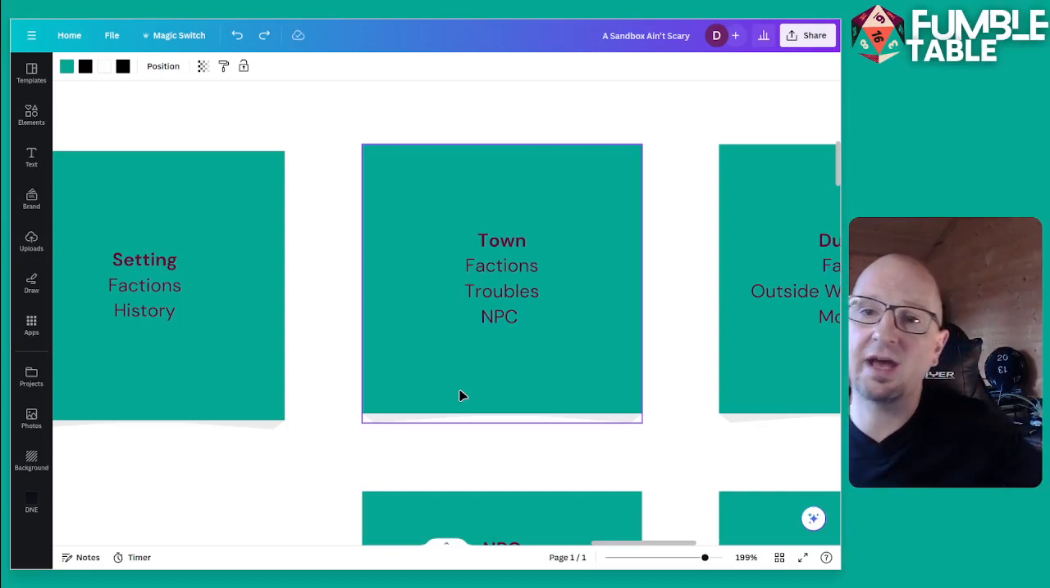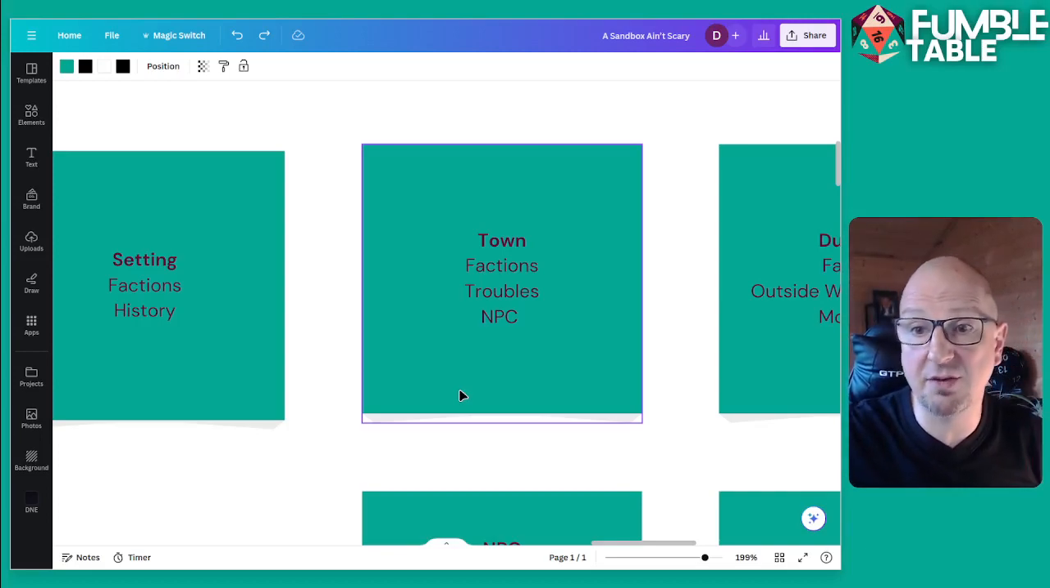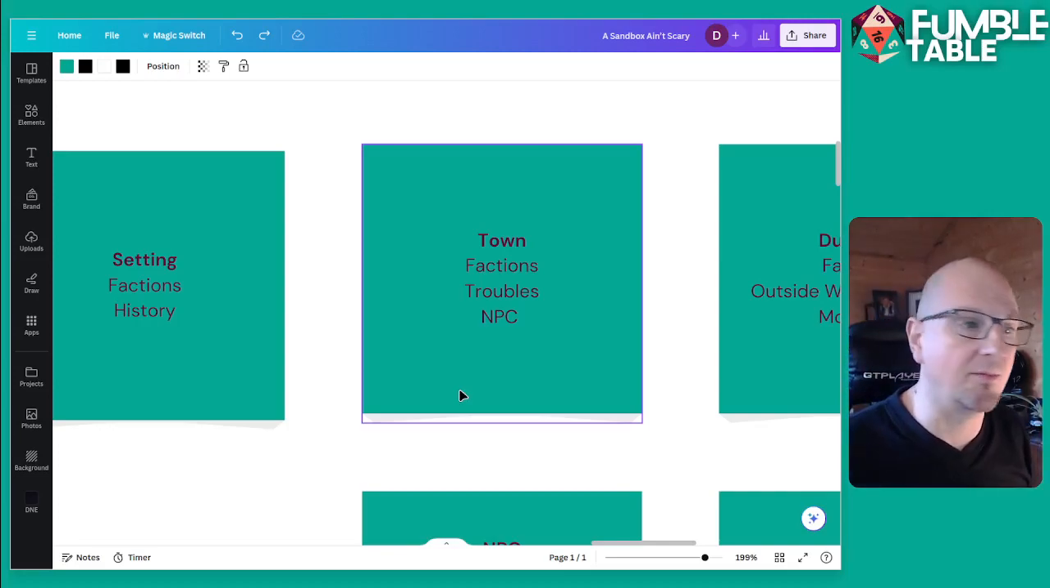This could be the troubles that are happening to the town. So again, sheep are going missing. That's a situation that's happening to the town. Or it could be the NPC. So I'm going to break down an NPC here to give you an example.